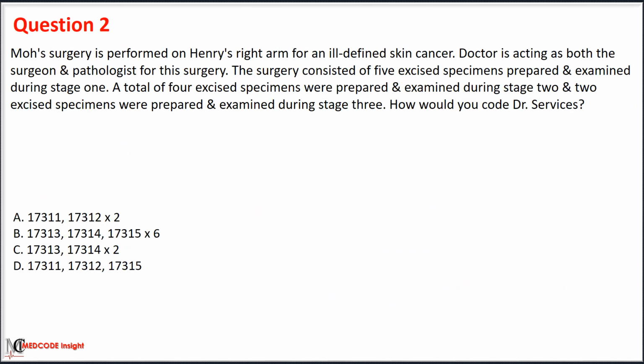Mohs surgery is performed on Henry's right arm for an ill-defined skin cancer. The doctor is acting as both the surgeon and the pathologist for this surgery. The surgery consisted of 5 excised specimens prepared and examined during stage 1. A total of 4 excised specimens were prepared and examined during stage 2, and 2 excised specimens were prepared and examined during stage 3. How would you code the doctor's services?